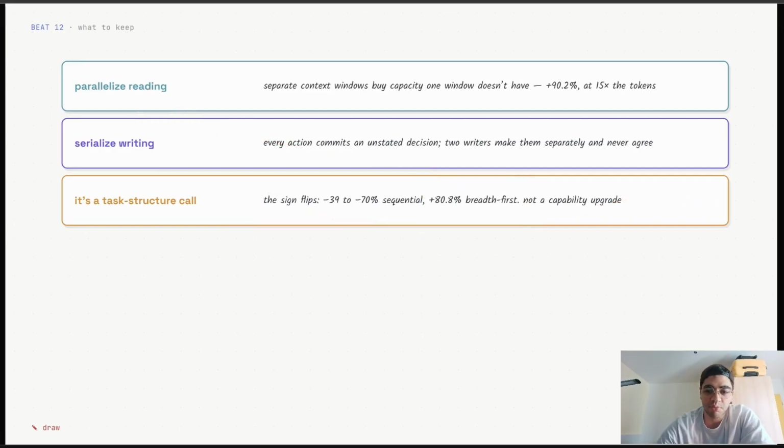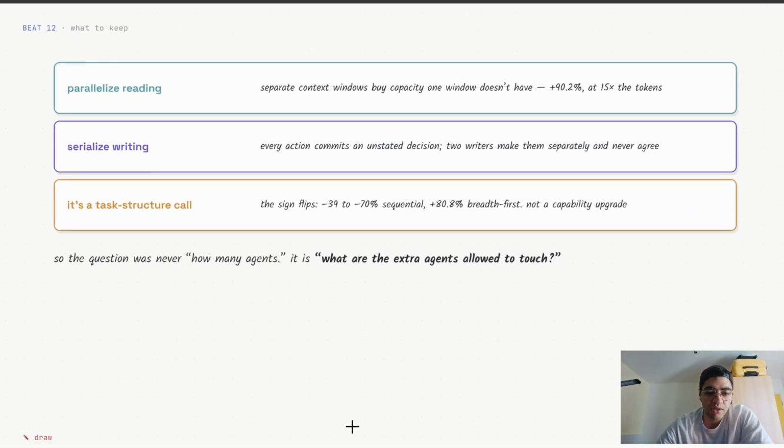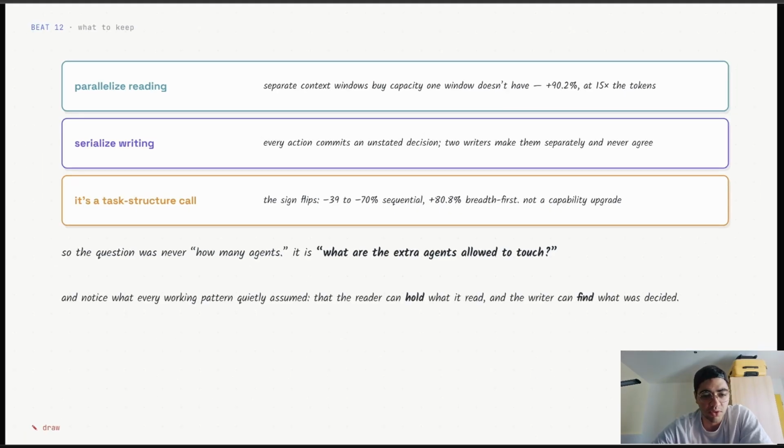So it's not really a capability upgrade, it's something else. I'll tell you what that something else is. The question was never how many agents, it is what the extra agents are allowed to touch. And notice every working pattern quietly assumed that the reader can hold what it read and the writer can find what was decided.